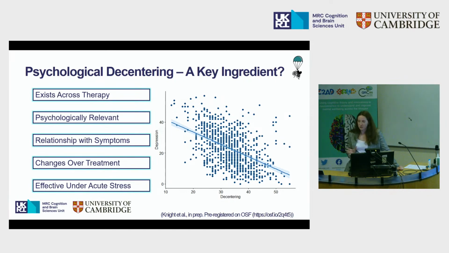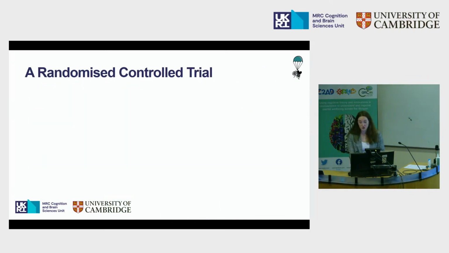If you take someone into a lab and you really stress them out, I don't do it, but I know a lot of researchers who have, it tends to be that if you teach someone how to decenter beforehand and you prompt them to do that in response to stress, it tends to really reduce their stress, their distress. So how did we test this? How did we see if this is actually working, or whether this is something that could be helpful? We did that with a randomized controlled trial.